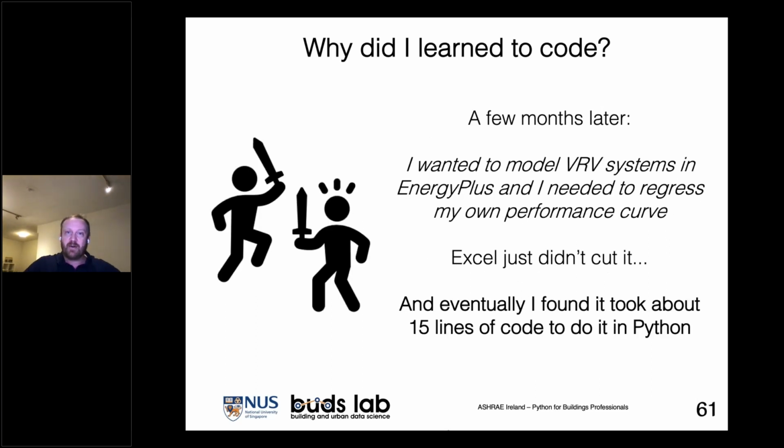A few months later, I wanted to model VRV systems in EnergyPlus. I had these special VRV units that nobody had ever done in the model, and I needed to create my own performance curves for that model. And I just couldn't figure out how to do relatively simple regression. I probably could have succeeded if I would have persevered, but I just didn't figure out how to do it in Excel. And I found that in Python, it was like a piece of cake. It was literally a few lines of code to do this regression, to create the performance curve and the coefficients that go into the EnergyPlus model.